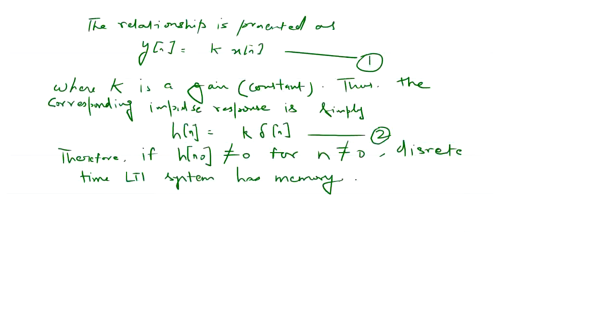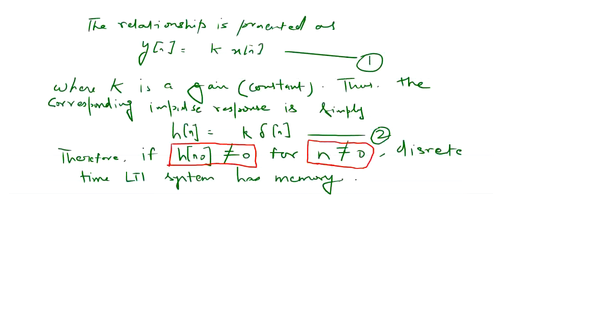So what is the condition? If h[n] is not equal to 0 for n not equal to 0, then we can say that the discrete time LTI system has memory. So this is the property of system with or without memory. This is equation number 2.